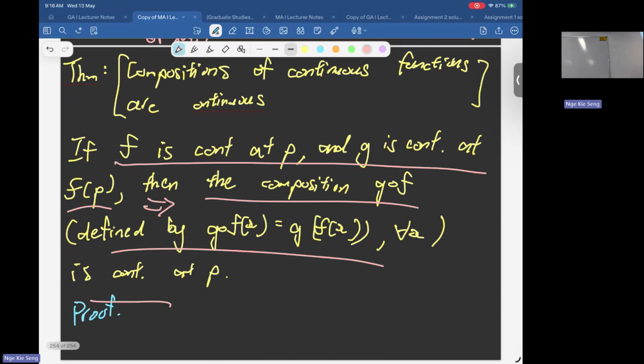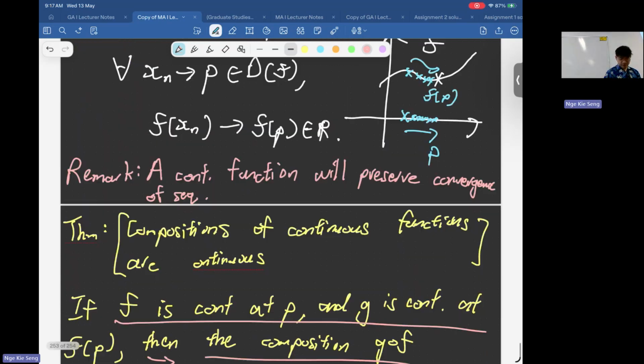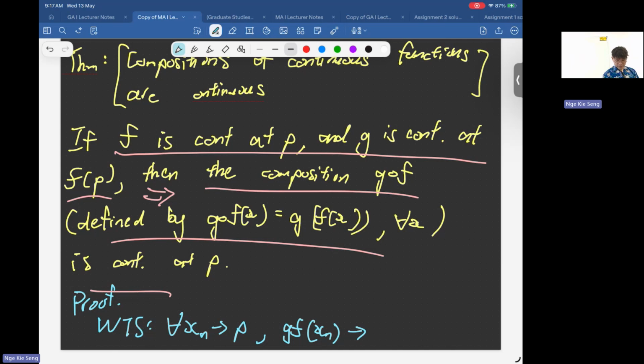So this goes back to the definition. Function is continuous. So you need to show it by definition. You replace your function with G∘F, right? So I want to show that for every sequence Sn that converges to P, G∘F(Sn) converges to G∘F(P).